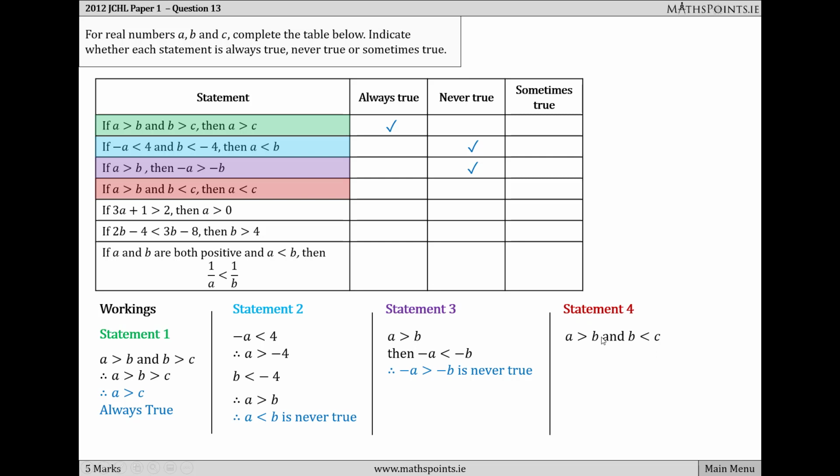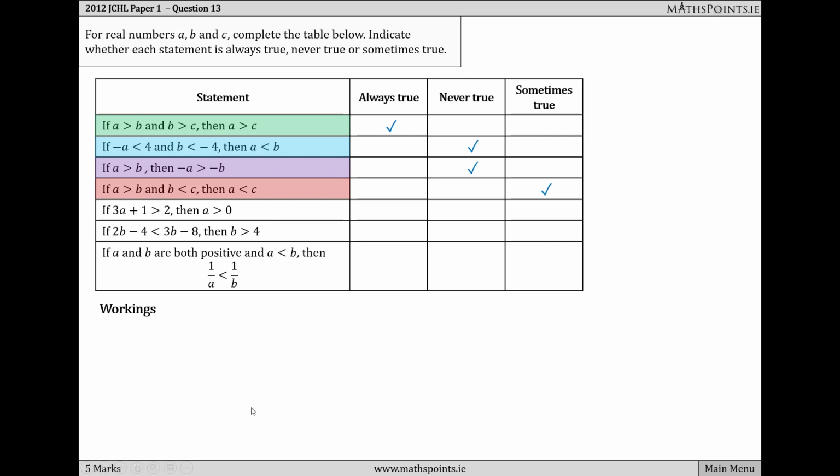For the fourth statement, we're told that A is bigger than B and B is less than C. If we take the left-hand inequality and subtract a B from both sides, we can see that A minus B is greater than 0. And if we take the right inequality, B is less than C, and subtract a B from both sides, we get that C minus B is greater than 0.